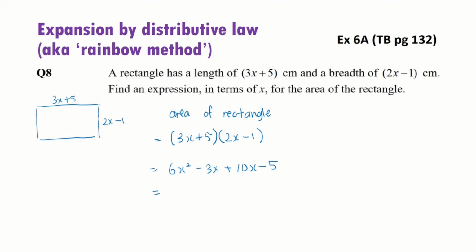Okay, then we can simplify, we get 6x squared. Now minus 3x plus 10x, okay, that will give us plus 7x. I hope you're not thinking about minus 13x, right? That isn't correct. Okay, so please be careful about that. Final answer will be 6x squared plus 7x minus 5, okay, in cm squared, right? Because you're looking for the area.